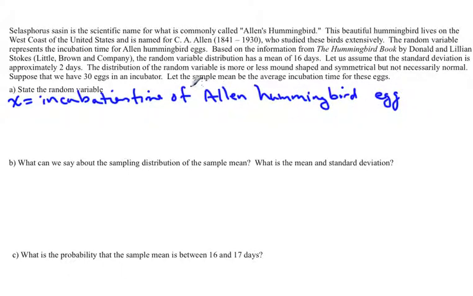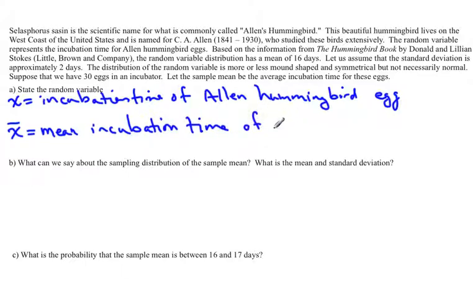Now in this problem, we are going to also look at the sample mean, which is the average or mean incubation time. So it doesn't hurt to write that down. Remember, the symbol for sample mean is x with a bar over top of it, so x bar. And that would be the mean incubation time of the Allen hummingbird egg.